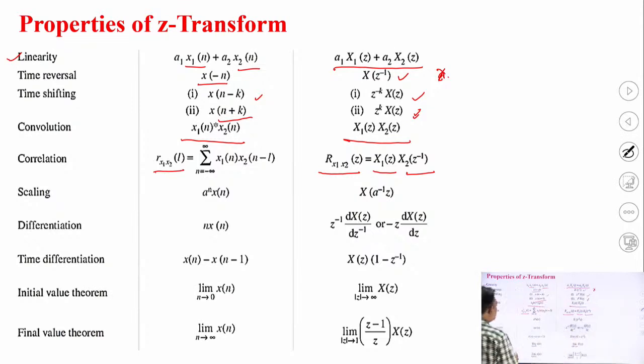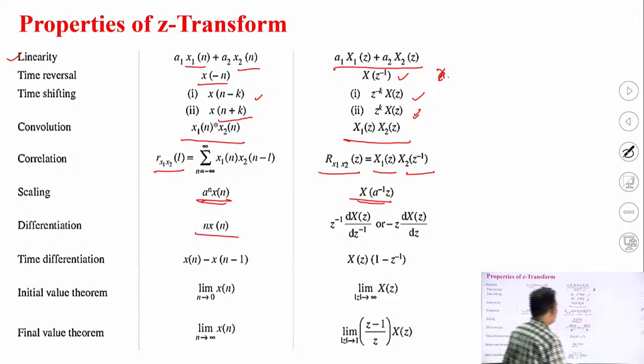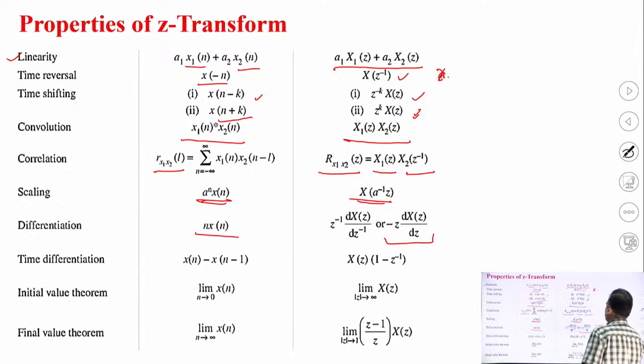So basically this is the scaling property, meaning a to the power n x(n) can be written as X(a inverse z). So this is the scaling property. Then the differentiation property, differentiation in frequency domain you can say. If we multiply our sequence x(n) by n in time domain, then the value will be minus z dX(z) by dz, meaning differentiation in frequency domain.